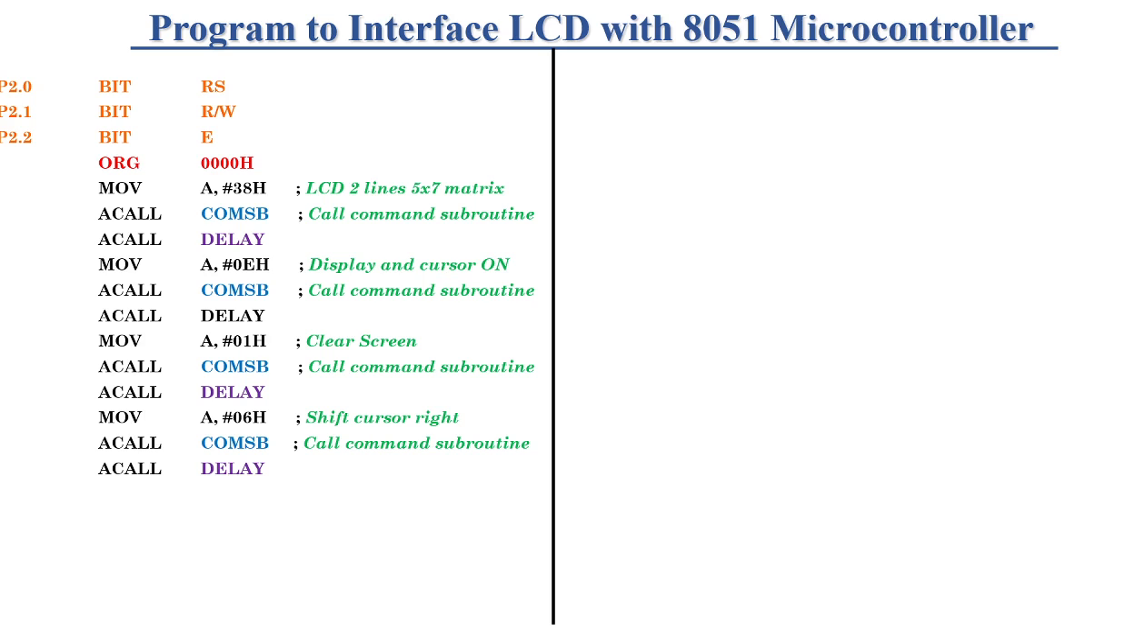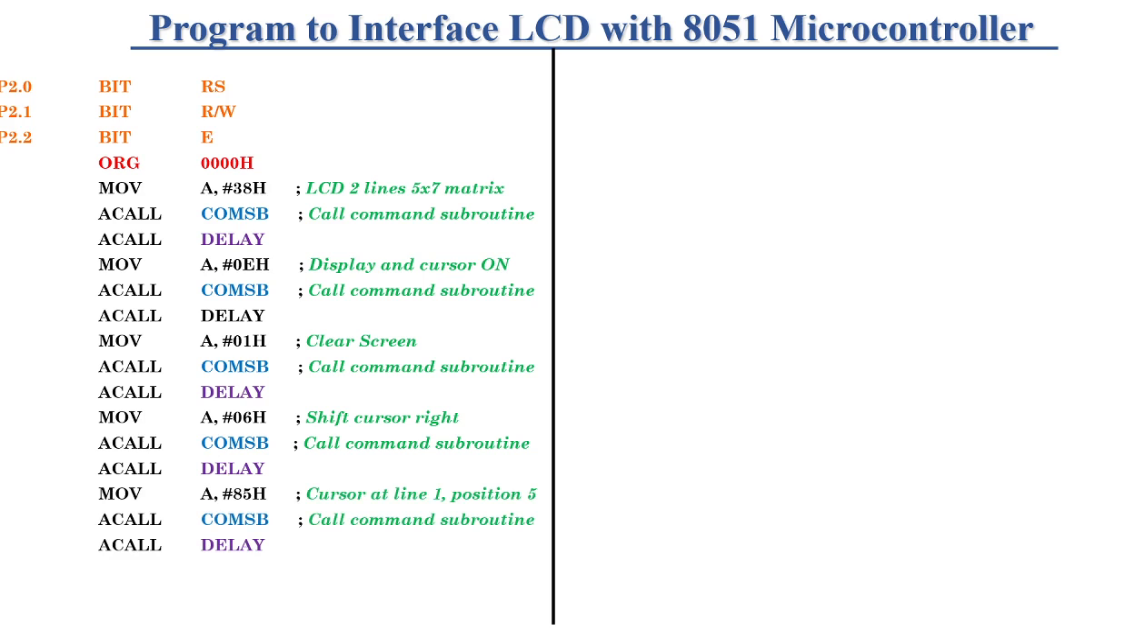06H, this code is used to shift the cursor right. Again, by using this COMSB, we call the command subroutine and give some delay. Move A, #85H is used to place the cursor at line one, position 5. That means we are selecting the address where we have to display the first character.